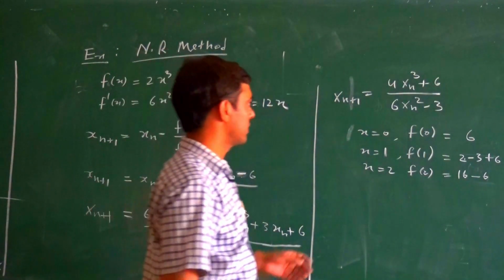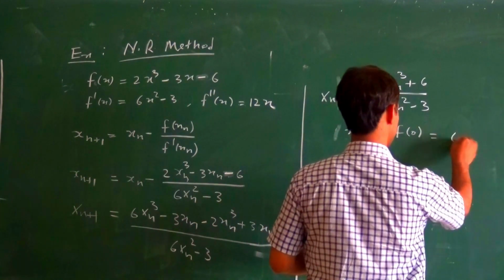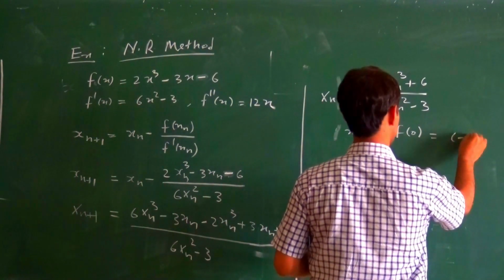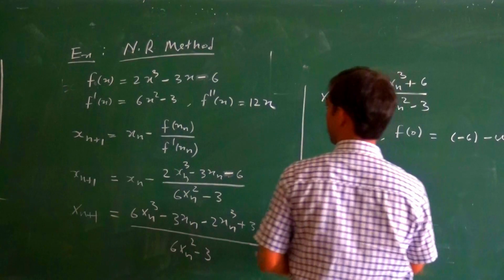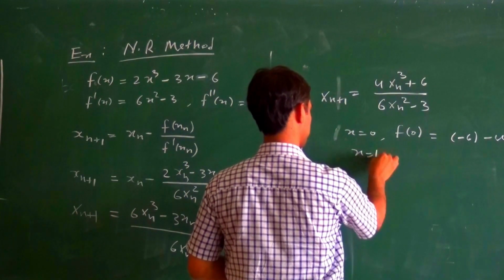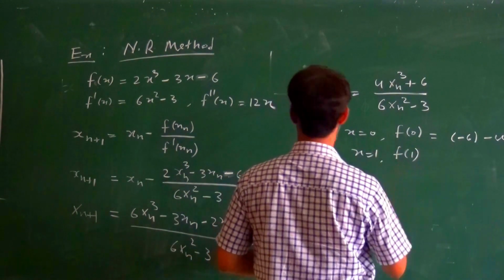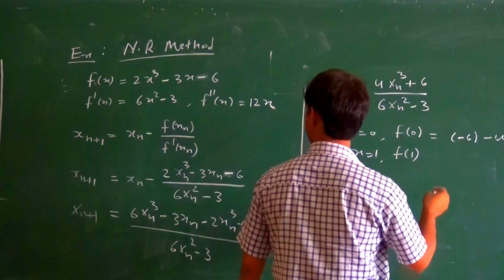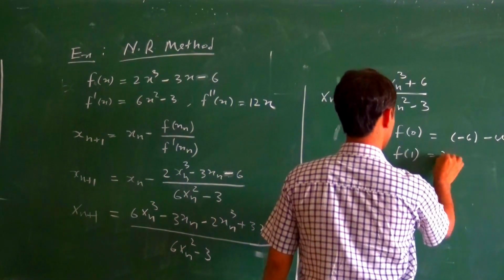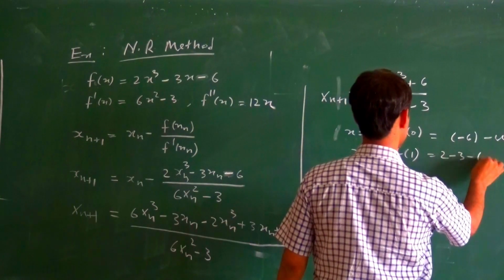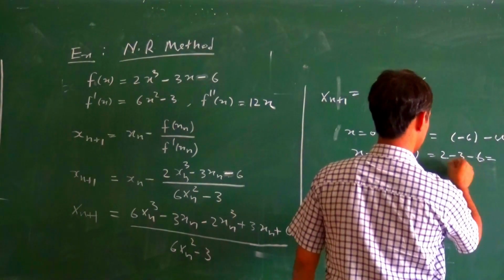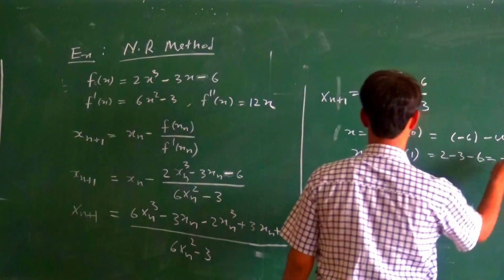So this becomes plus 6, so f of 0 is negative, minus 6. At x equal to 1, what does f of 1 become? f of 1 becomes 2 minus 3 minus 6. This one is 9, so this is minus 7.